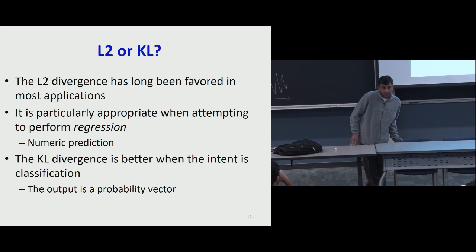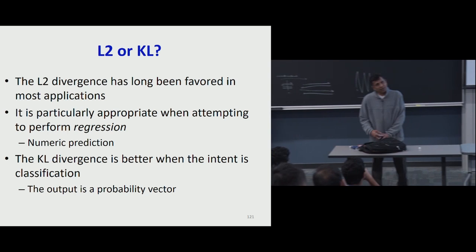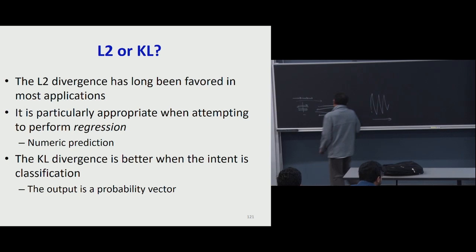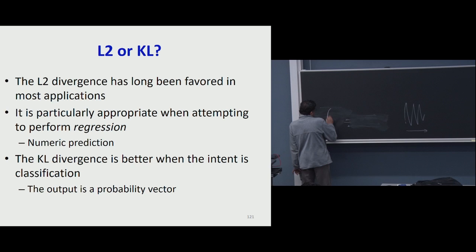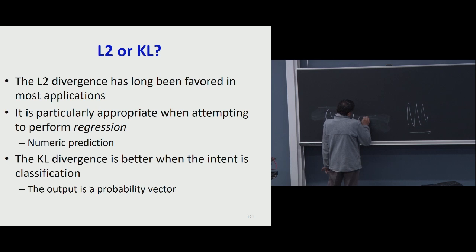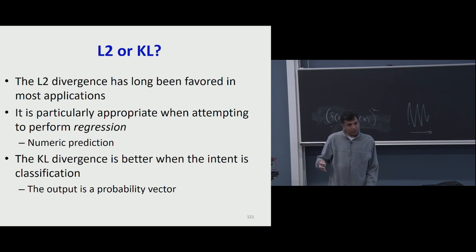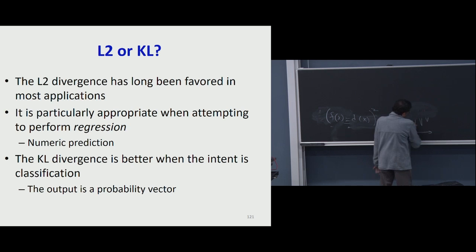And why is that? Now, here's something surprising. I'm going to tell you that the L2 divergence is not convex. Now, how do you define L2 again? It's a quadratic. The L2 divergence is one half of f of x minus d of x, whole squared. But this half can be ignored. It's a scaling factor. This is a quadratic. So what do quadratics look like? Quadratics have this nice bowl shape. There's nothing more convex than that.